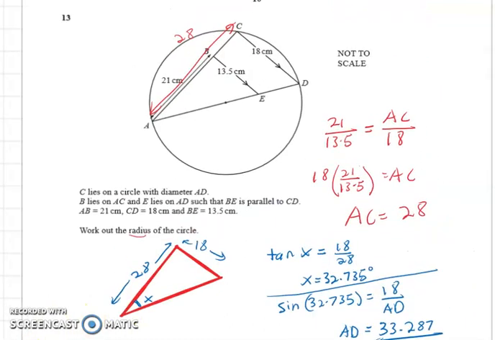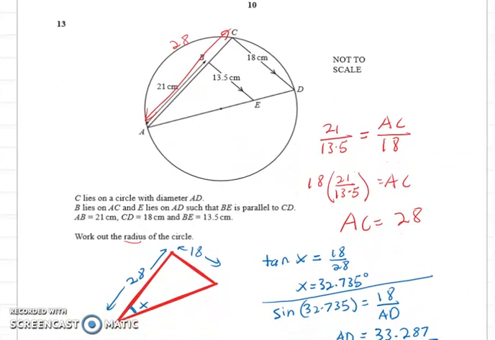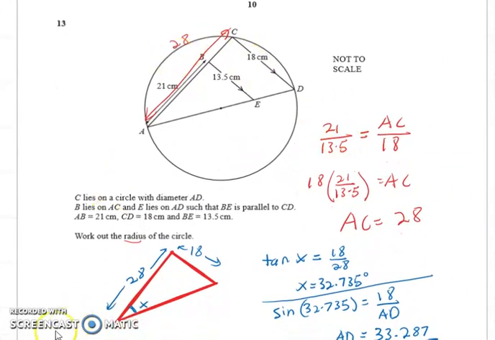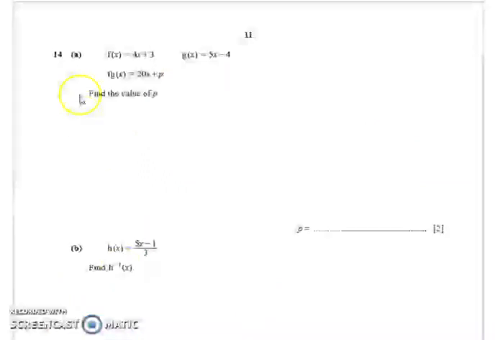Okay, now this is for question number 13, and next we are going to question number 14. Okay, this is question number 14. This is the function f(x), g(x), and here is fg(x). They have given 20x plus p. Find the p value.